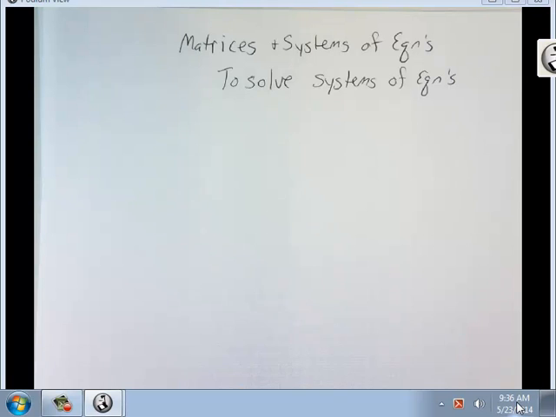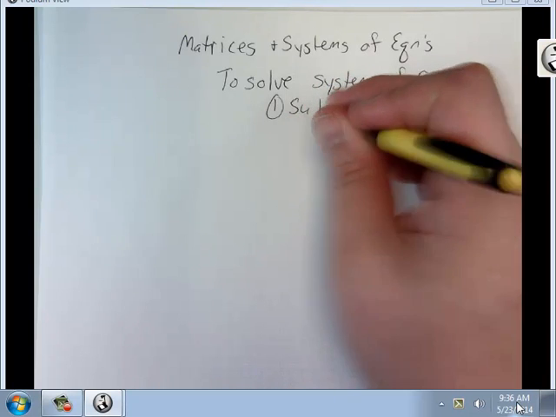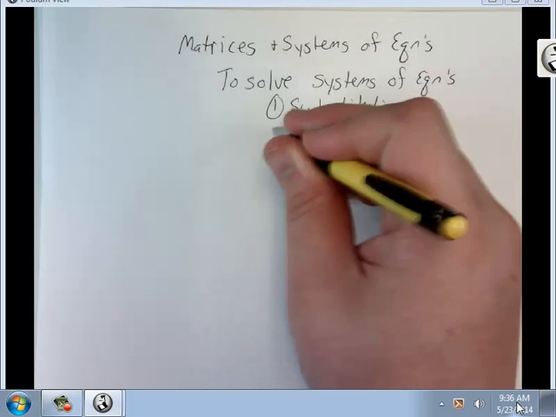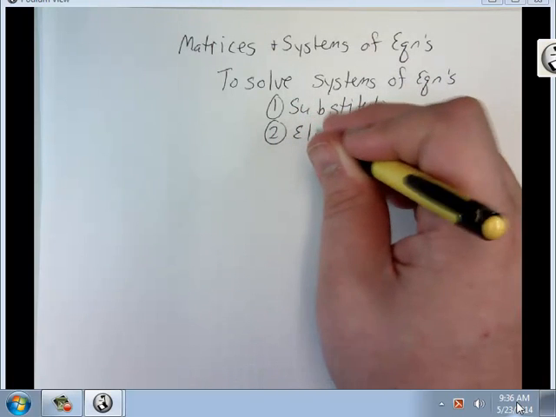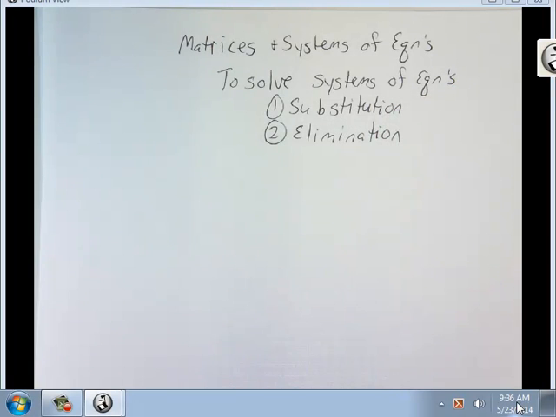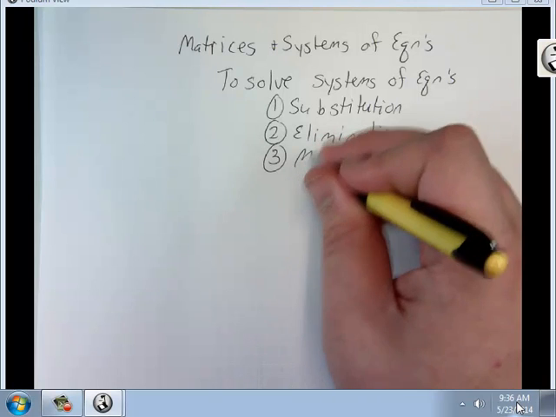Alright. We had two original ways. We had substitution, or we had elimination. Now we're going to have this third way called a matrix.